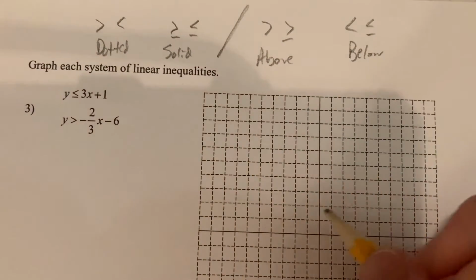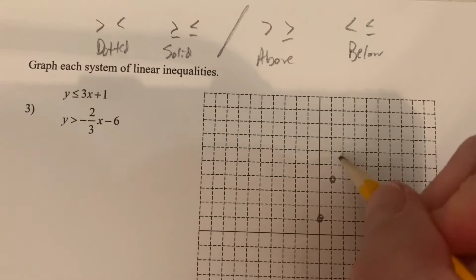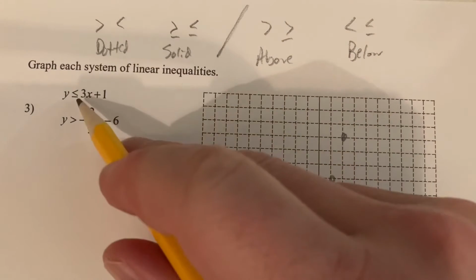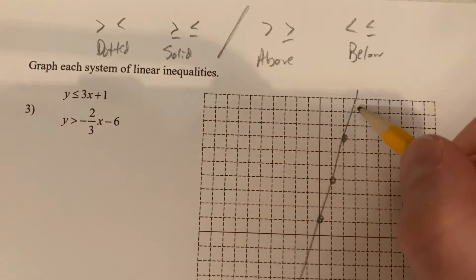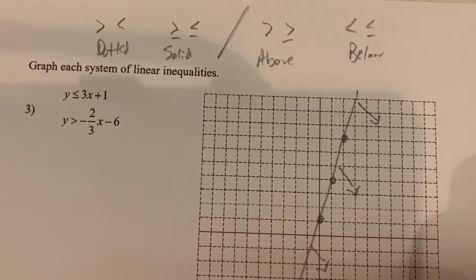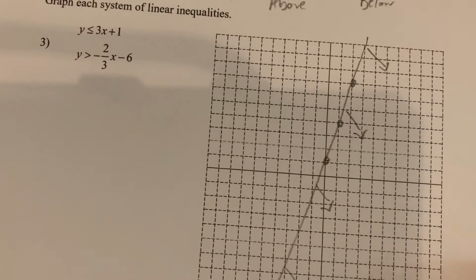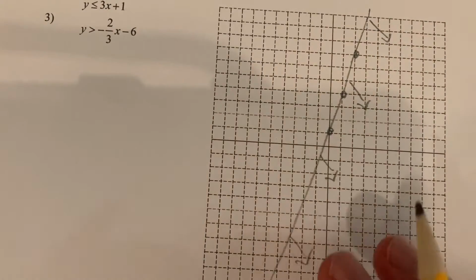So we're going to start here at 1. We're going to go up 3 over 1. Up 3 over 1. I see it's equal to, so I make a solid line through there. And it's less than, so we're going to shade below. Now, I'm just going to draw arrows to where below is, because I don't want the whole thing. Not the whole thing will be our answer, just a piece of it. So I'm going to just kind of indicate which side I'm looking at there.